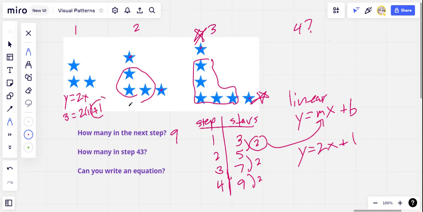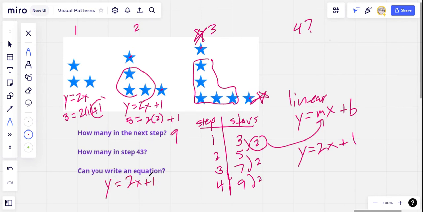But let's try this now. So we've got y equals 2x plus 1. Does that work for step 2? Can we verify that this works? So step 2 has 5 stars, and it's step number 2. So 2 times 2 is 4 plus 1. Yeah, that is 5. So that seems to be working just fine. Let's go ahead and write that equation down there. y equals 2x plus 1.